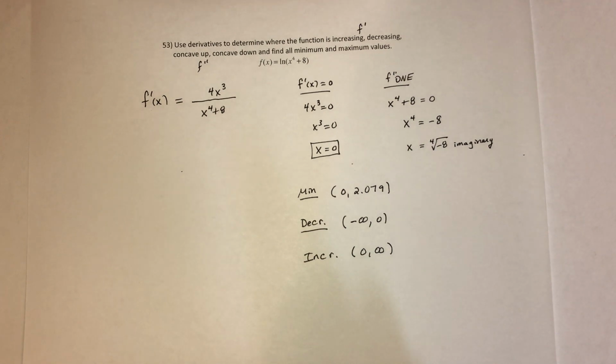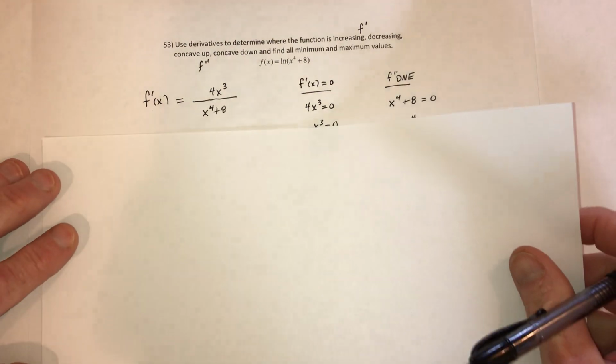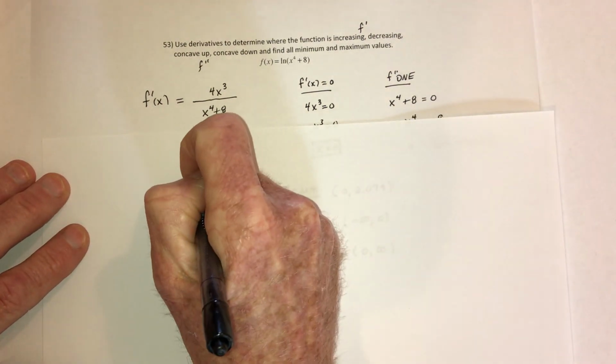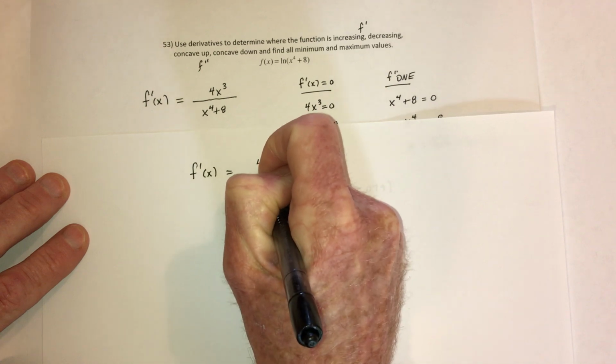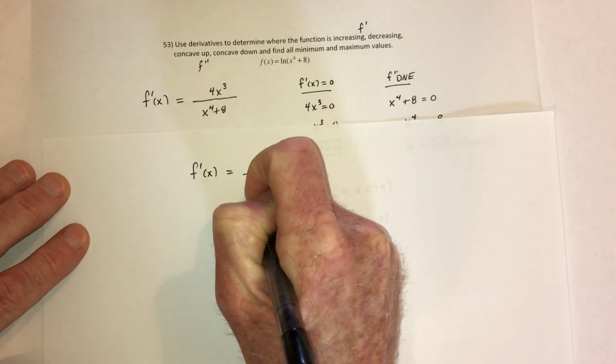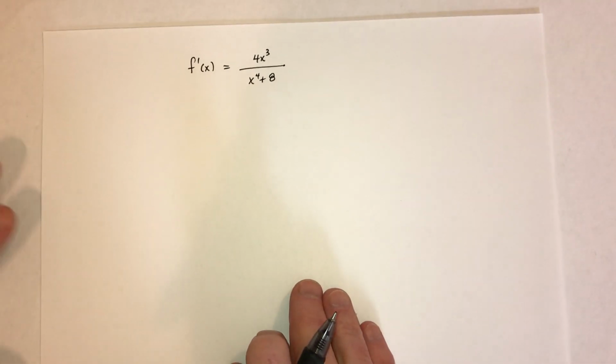Now we're done with the first derivative. Now it's time to move on to the second derivative. And that might require a new piece of paper. So first of all, I'm going to write down that the derivative equals 4x cubed over x to the fourth plus 8. And then we'll need to find the derivative of the derivative.